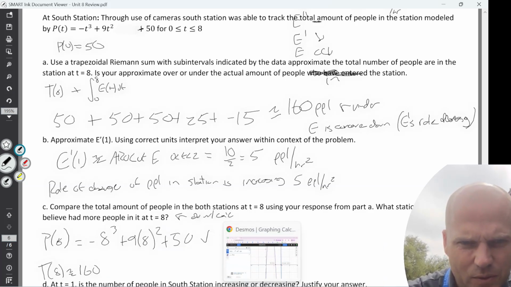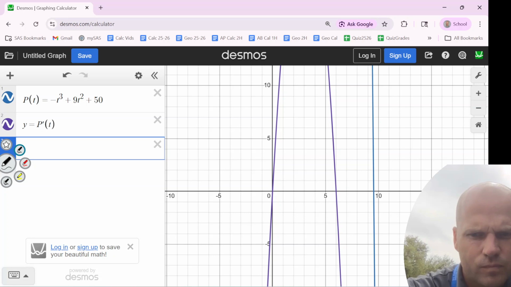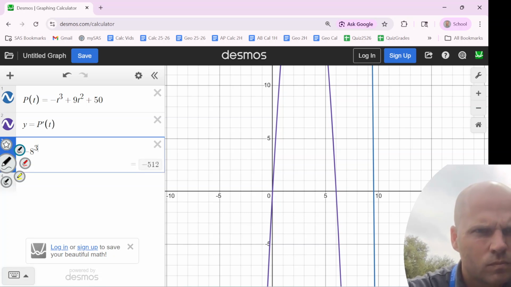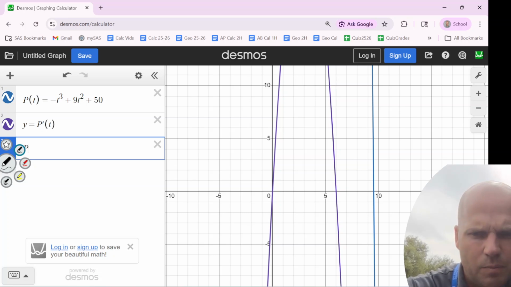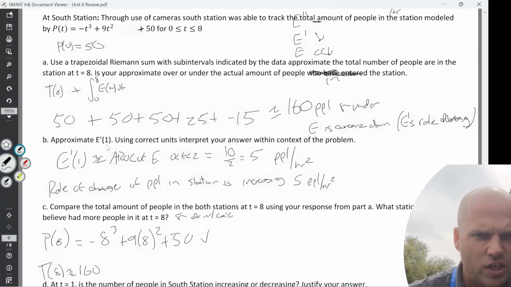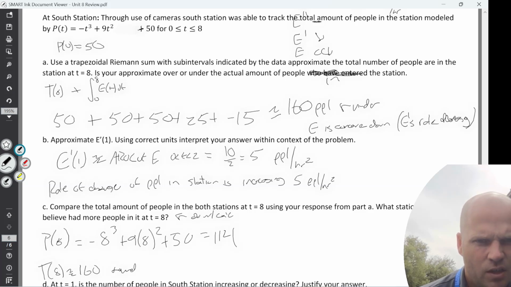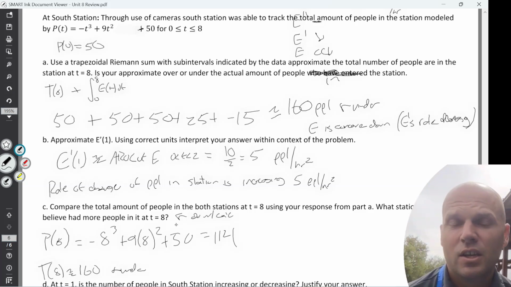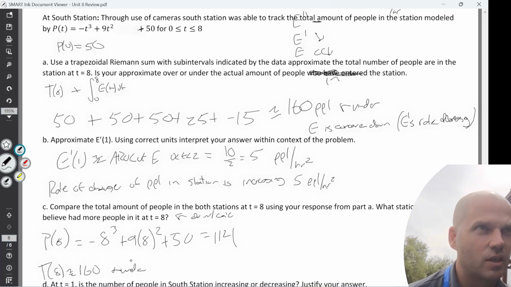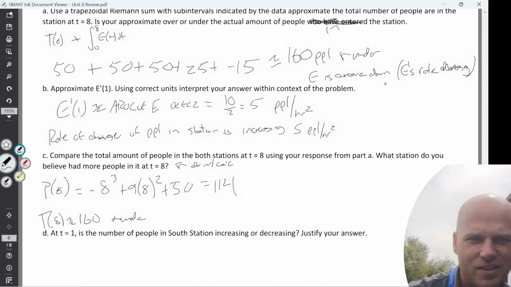Yeah, so let me just do it real quick. Oh, okay, yeah, I can just find P of 8. 114. That's perfect, actually. Why is that perfect? Because this is already under. I'm sorry that you have to do this work, but if this is already an under approximation and your other guy is underneath your under approximation, this guy's got to be a winner. So North Station wins.